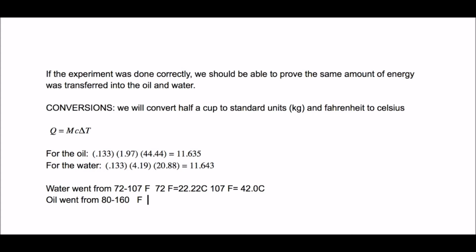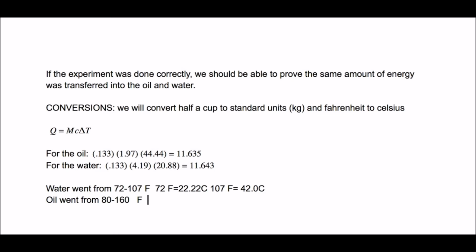For the oil, we do the same thing, convert each of the numbers to Celsius, and then subtract the initial from the final. So for the water, we get that the temperature difference is 20.88 degrees Celsius, and for the oil, it is 44.44 degrees Celsius. So now that we have all three of the variables in the equation filled in, we can find Q.